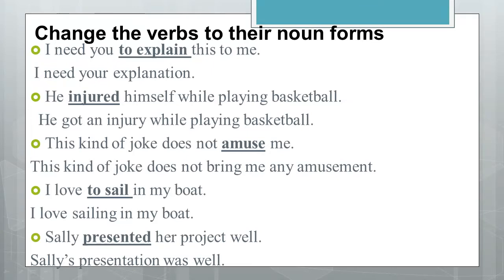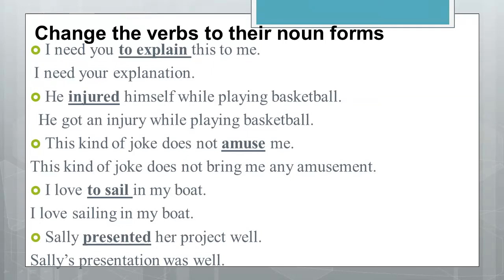To put this injury into the sentence, we cannot say he injured himself while playing basketball. But we will change the sentence to make it correct. The correct sentence would be, he got an injury while playing basketball.